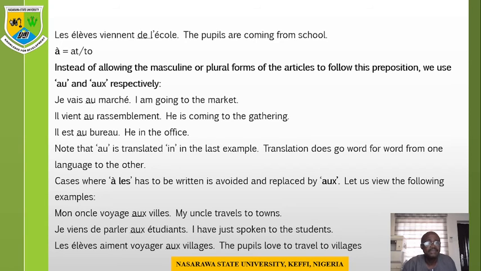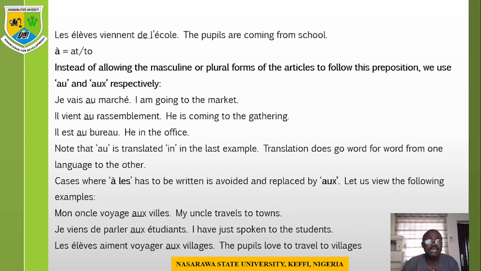À means at or to. Instead of allowing the masculine or plural forms of the articles to follow the preposition, we use au and aux respectively. Je vais au marché. I am going to the market.